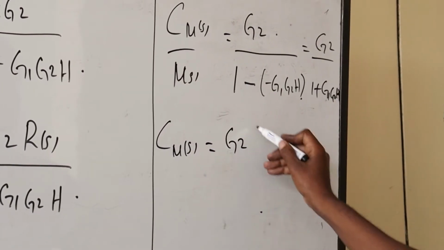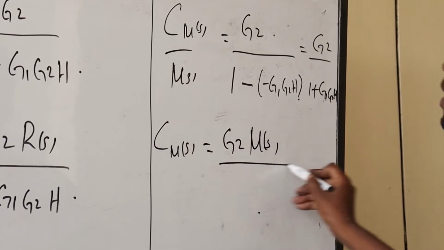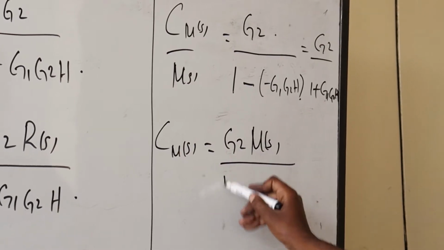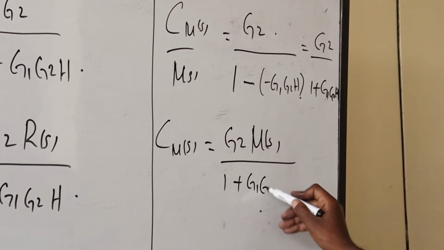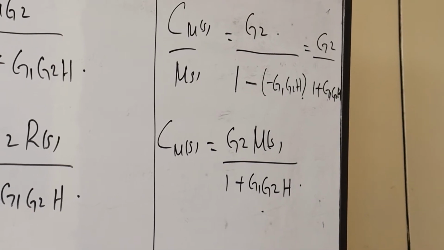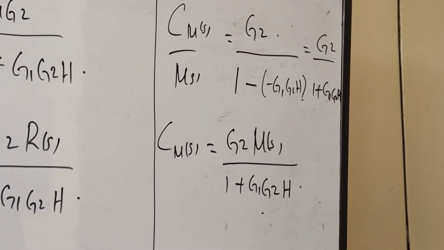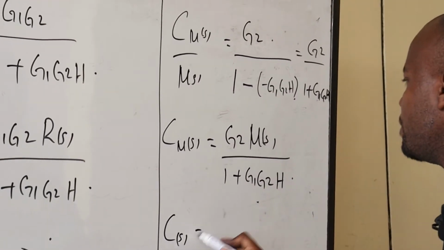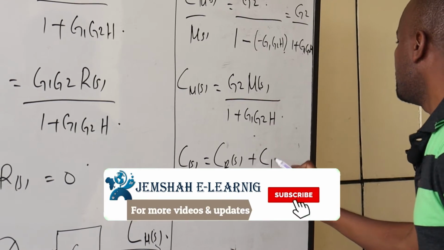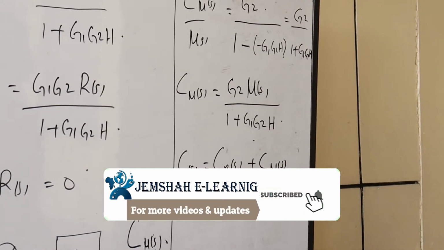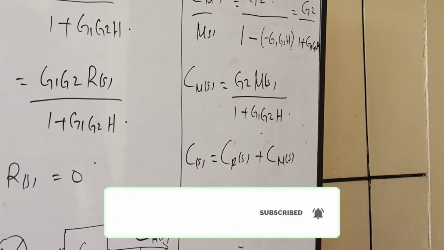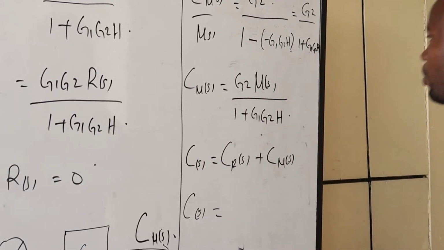And in that case now, we can have C mu of S equal to G2 mu of S all over 1 plus G1, G2H. And therefore, to obtain the overall output, C of S will be equal to C R of S plus C mu of S.